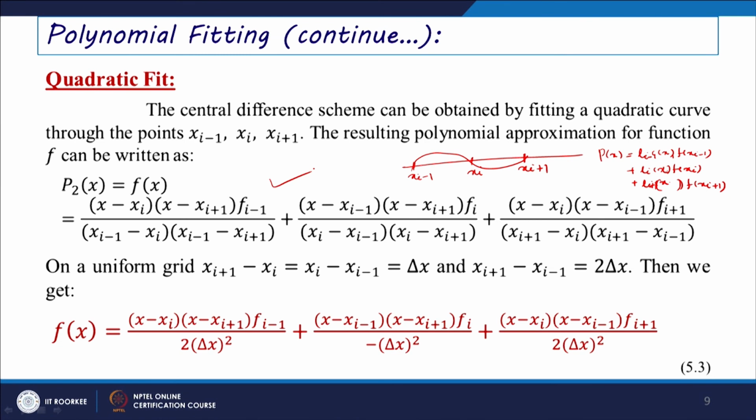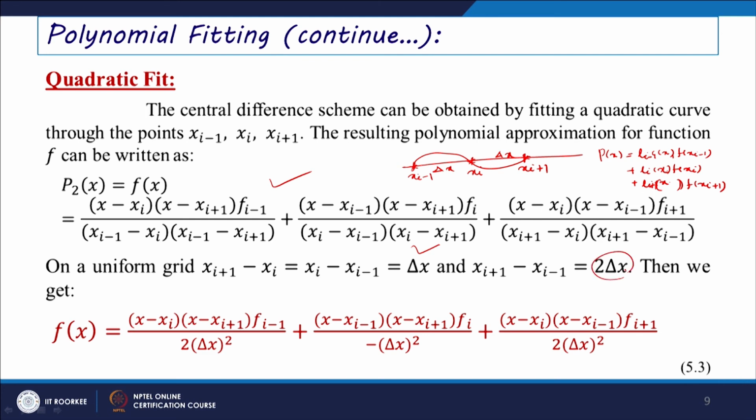On a uniform grid, since we are considering these 3 grid points placed at equal distances, we take this as del x here, and this as del x here. That is why we can write xi+1 minus xi equals xi minus xi-1, which is nothing but del x. And if you take the combination of these two distances, xi+1 minus xi-1, it can be written as 2 del x.